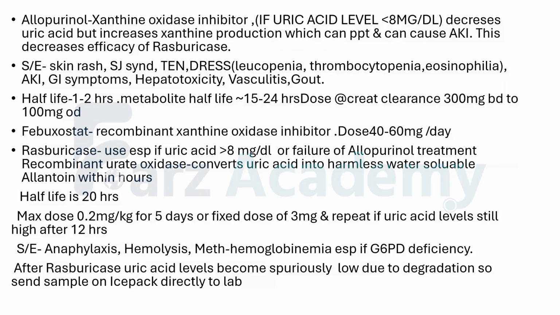We have already seen allopurinol is a xanthine oxidase inhibitor. Use it when the uric acid level is less than 8. When the uric acid level is more than 8, choose rasburicase. Again, allopurinol decreases uric acid, but it increases xanthine production, because xanthine itself is insoluble and it can precipitate and cause AKI. So that's why rasburicase is better. Because rasburicase converts uric acid into allantoin, which is water soluble, and xanthine is not water soluble. But allantoin is completely water soluble.